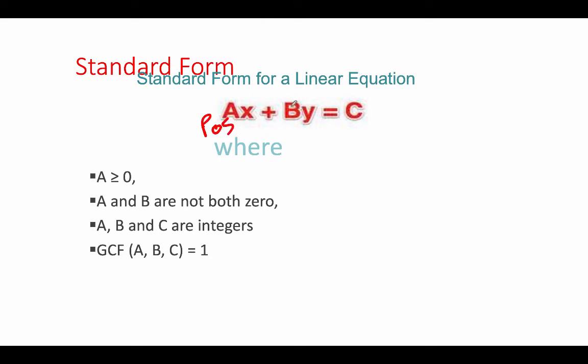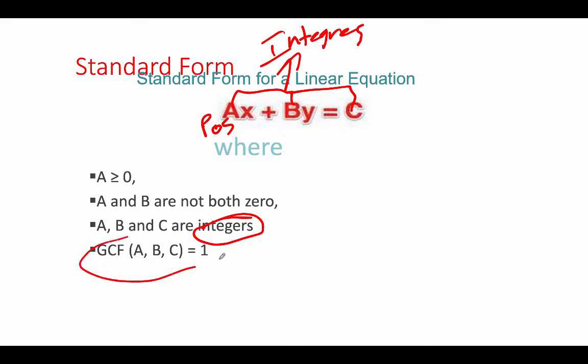Positive. Okay. B can be anything, but they're all integers. That is whole numbers, not fractions or decimals. And their greatest common factor is 1. I like to think of that as reduced.